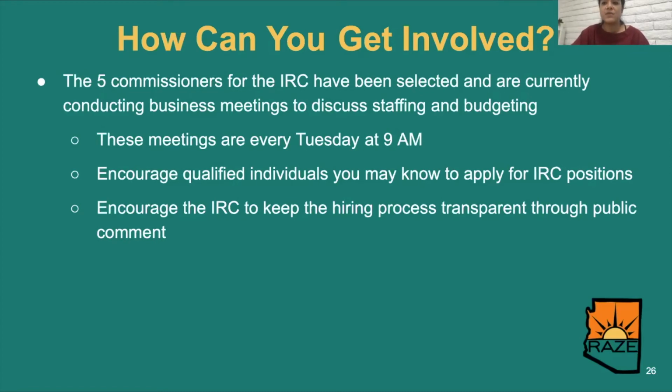And one of the biggest ways right now that we can advocate is for us and yourselves to encourage qualified individuals you may know to apply for these IRC positions. So right now they're hiring for executive director and executive staff assistant. The reason we want to advocate for qualified individuals and individuals that we know is because this process is very serious. It involves our representation and really what our state is going to look like for the next 10 years. The census is decennial. So we want these positions to be independent and nonpartisan because the executive director and all of these positions will work directly with the IRC to draw these district lines and boundaries.